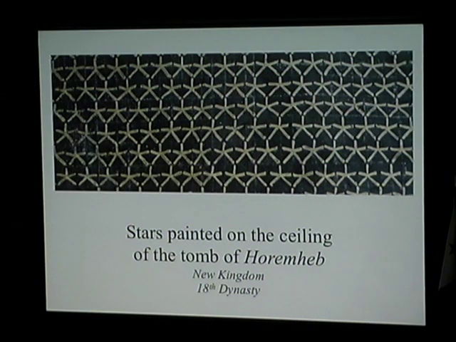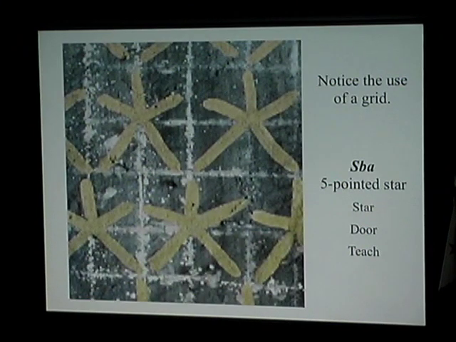And you can see another place, these stars painted on the ceiling of the tomb of Horemheb in the New Kingdom, the 18th dynasty, known for beautiful art. You can really tell the grid is there, and in fact, if you look more closely, you see the grid in greater detail with these five-pointed stars. Now, the five-pointed star is very, very important in ancient Egypt. The word for the five-pointed star was sba. Not only did it mean a star, but it also meant a door, and it also meant teach, or a teaching. That's a very interesting trinity of ideas: star, door, and teach.